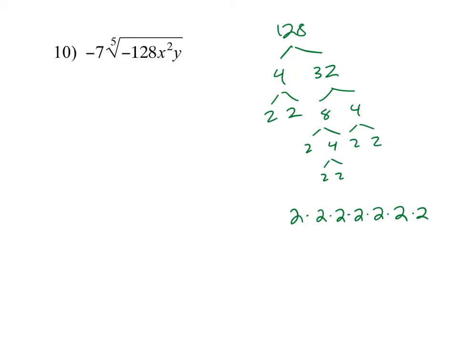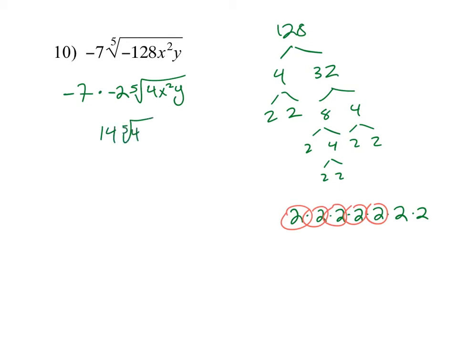So now remember that now I'm creating groups of 5. So I have 1, 2, 3, 4, 5. Okay, so I have negative 2 outside. Because of that negative, I'm going to bring it outside, so negative 2. My variable, neither variable has an exponent greater than the index. So inside, I'm keeping only 4 x squared y. So this is negative 2 fifth root of 4x squared y.